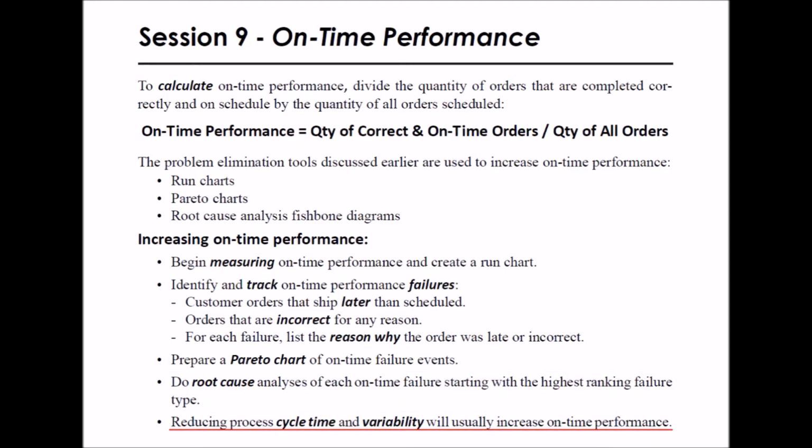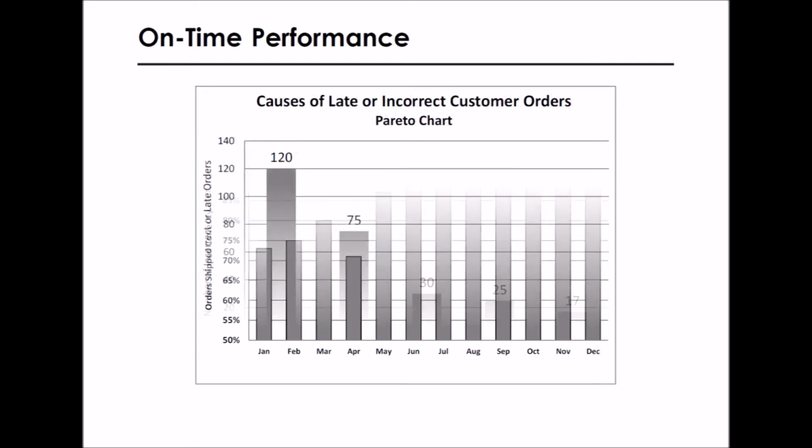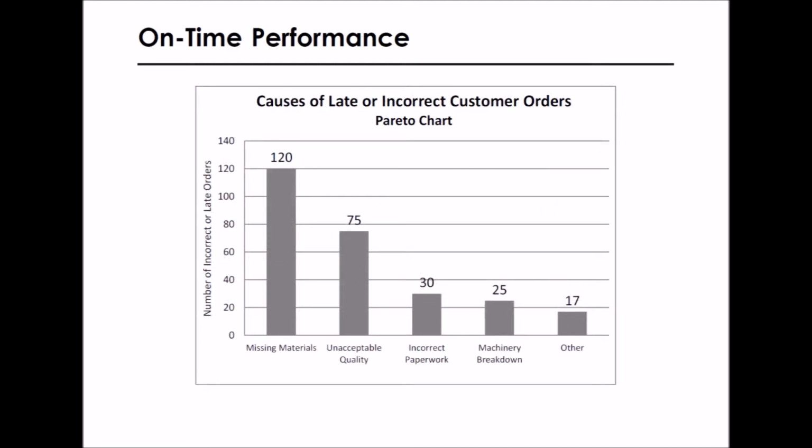Reducing process cycle time and variability will usually increase on-time performance. We will discuss cycle time and variability later on. Here's an example of a run chart for tracking on-time performance. And here is an example of a Pareto chart for on-time performance failures.